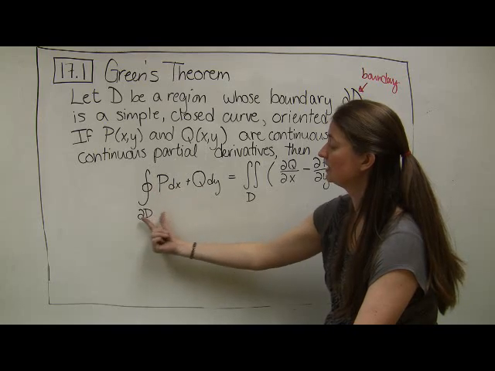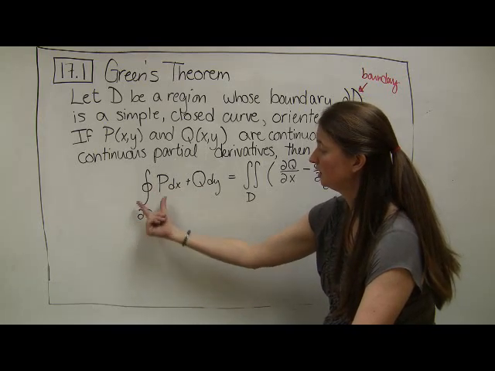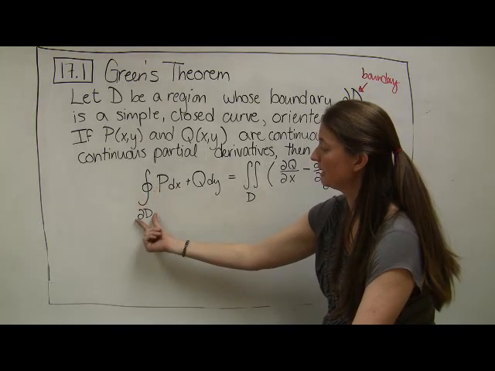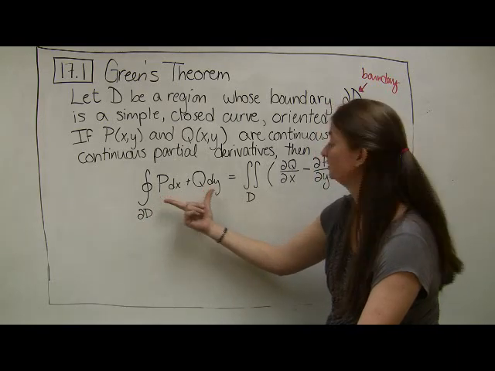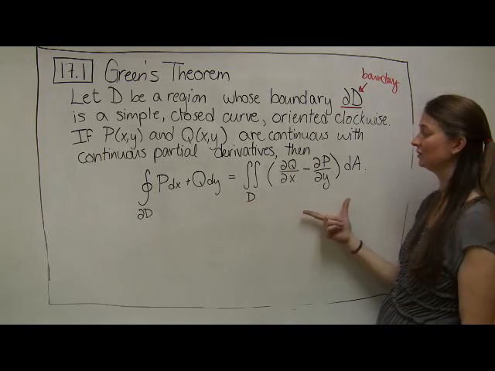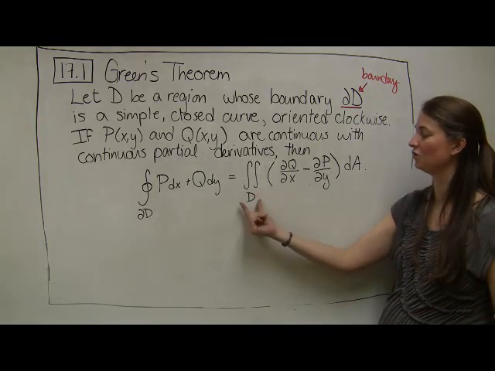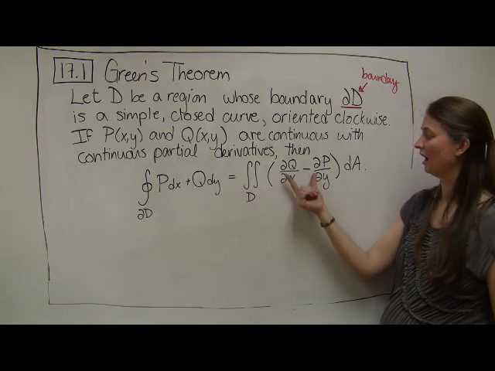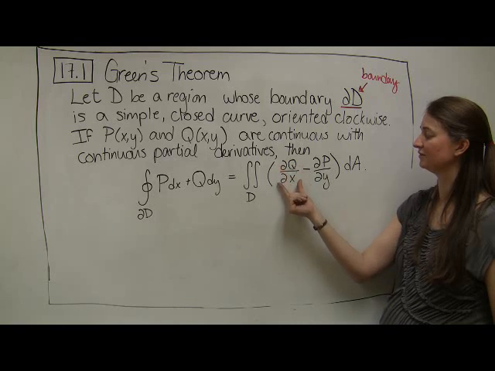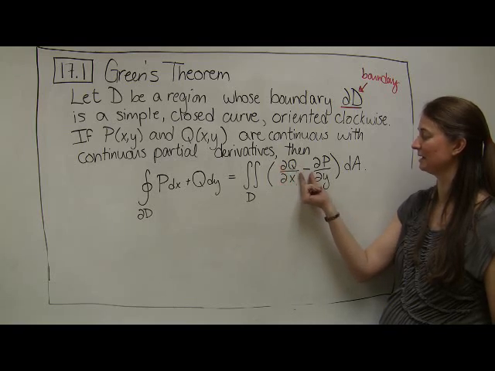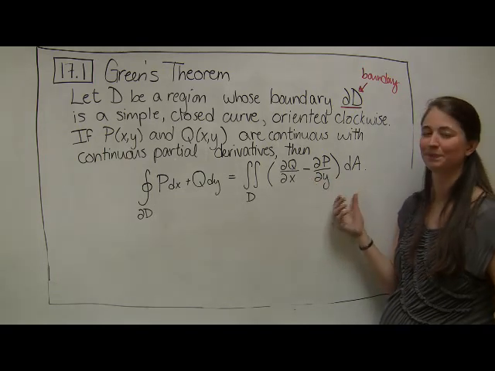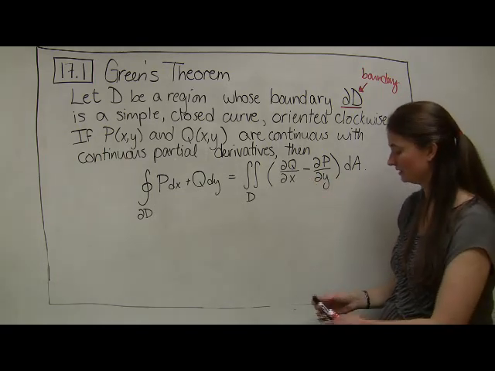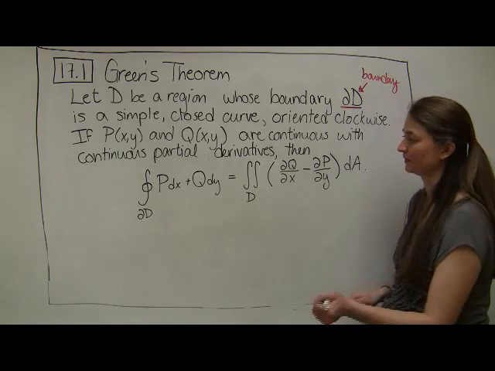This is saying that the line integral along the boundary of D of our vector field is going to be exactly equal to the double integral over the region D of the partial derivative of Q with respect to x minus the partial derivative of P with respect to y, dA. What is this even saying? Let's draw a quick picture.